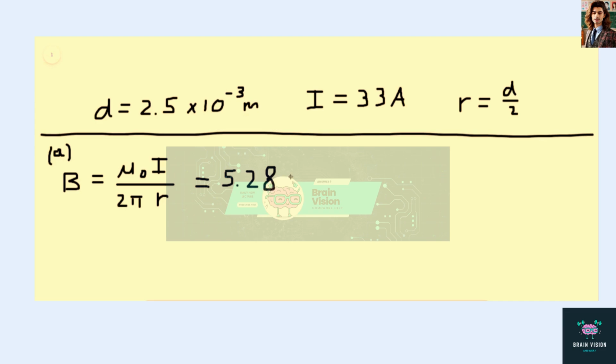Plugging those values in, we find that this is equal to 5.28 times 10 to the minus 3 Tesla, or 5.28 millitesla. So you could write it as 10 to the minus 3 Tesla or millitesla, up to you. They mean the same thing.